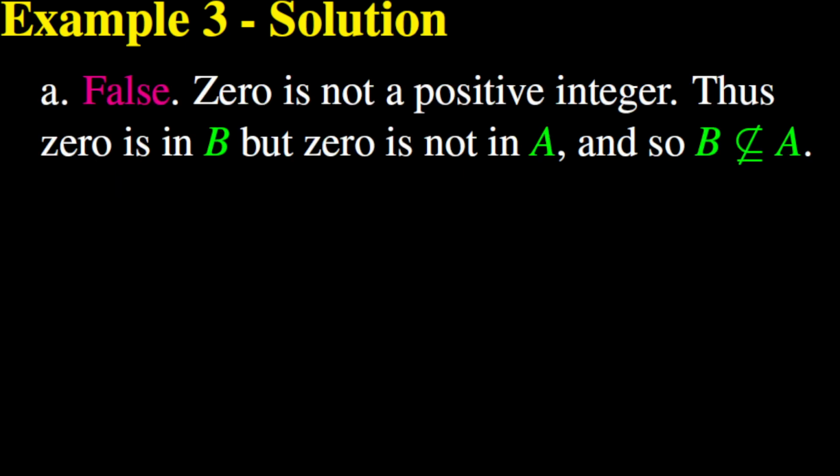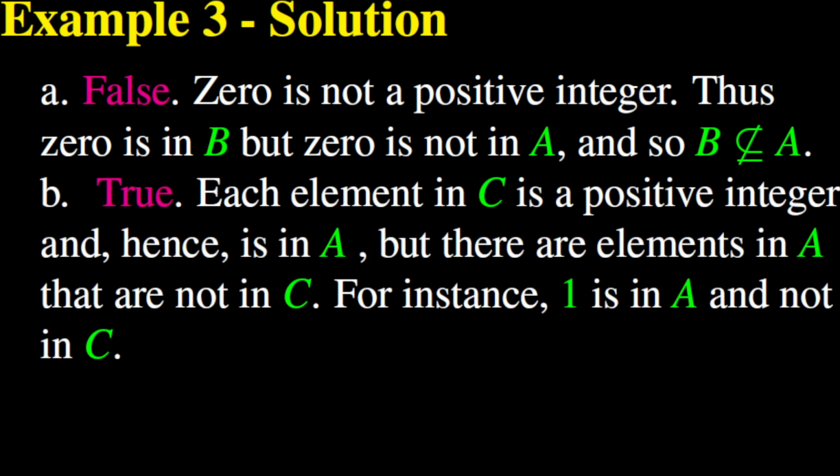Solution. Statement A is false, 0 is not a positive integer. Thus 0 is in B but 0 is not in A, and so B is not a subset of A. Statement B is true. Each element in C is a positive integer and, hence, is in A. Moreover, there are elements in A that are not in C. For instance, 1 is in A and not in C. This proves that C is a proper subset of A.